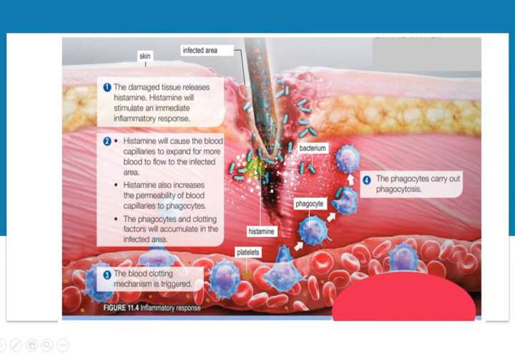Okay, as you can see from the diagram here, once the cell or the tissue is injured, what happened? Histamine will be released by the damaged tissue, and it will start the inflammatory response. And last, the phagocytes carry out phagocytosis, and it will destroy the bacteria that enter into the body.